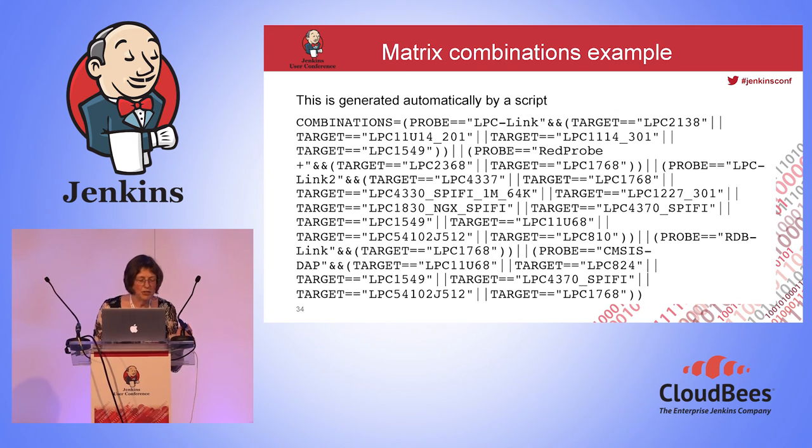And a matrix combinations parameter expects something that looks like this. And that selects which items in the test matrix are actually going to run when the big matrix job runs. So that's a huge time saver when you're working with a sparse matrix.